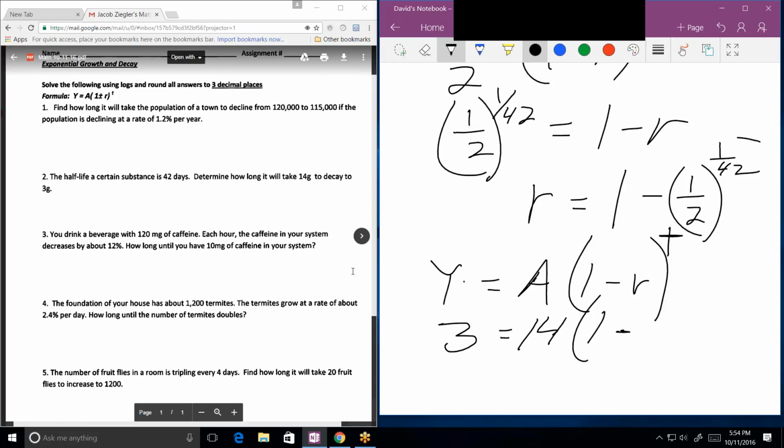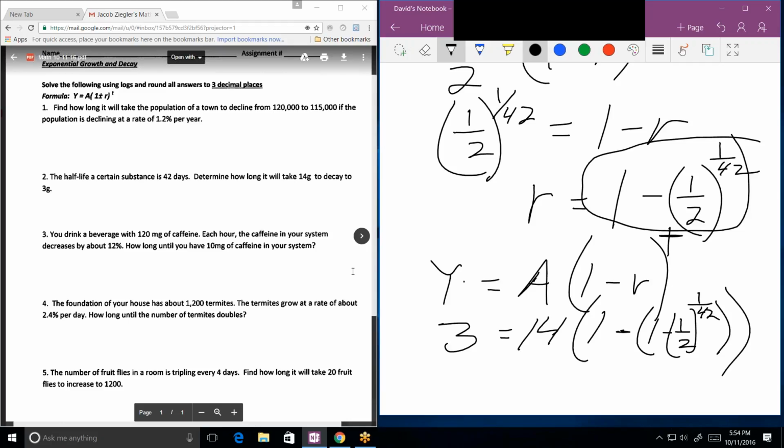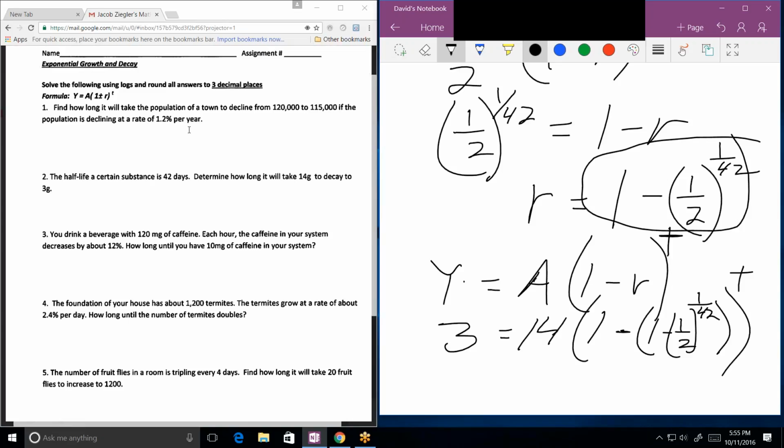R is this number right here. So I'm just going to put it in like that. 1 minus 1. In other words, you can always do these things with your calculator. No point in us spending a lot of time doing arithmetic. And it's to the t power, right? Well, notice everything's a number except this t. So I'm going to solve this exactly the way I solved number 1. It's a decay problem. It's the variables in the exponent.